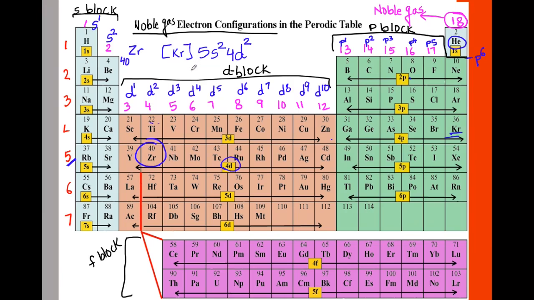Let's count the number of electrons in zirconium. Krypton has 36 electrons, and then there are 2 electrons in the 5s sublevel, and then 2 electrons in the 4d sublevel. Together, there are 40 electrons.